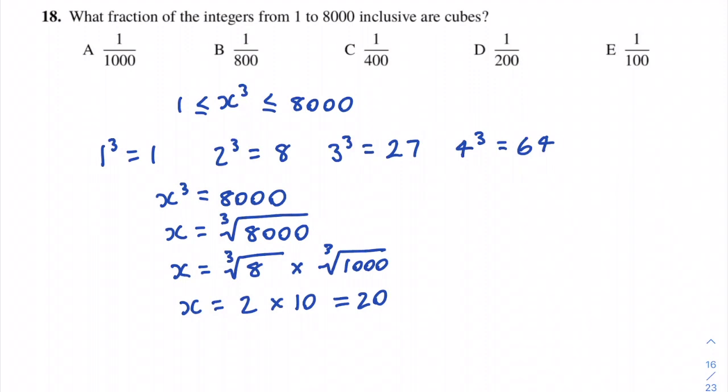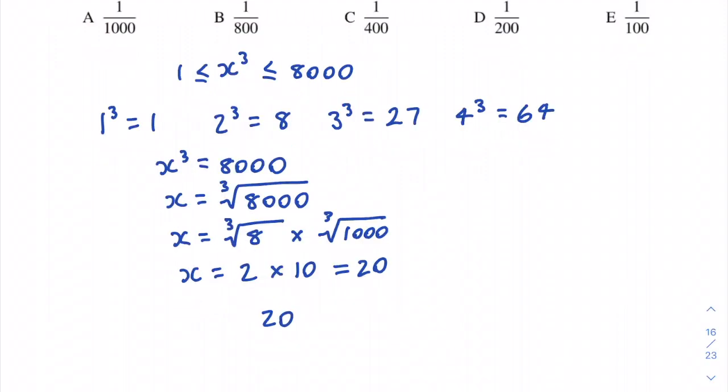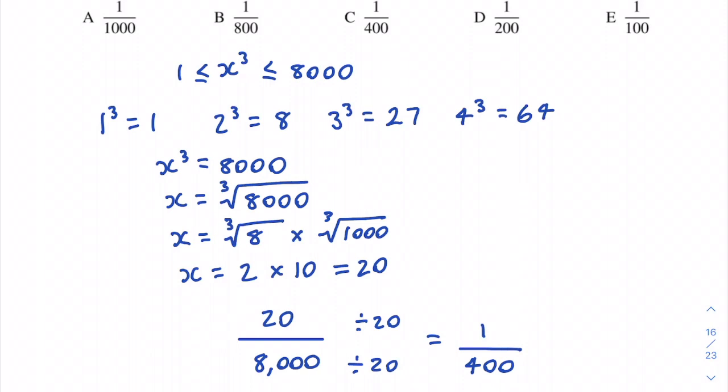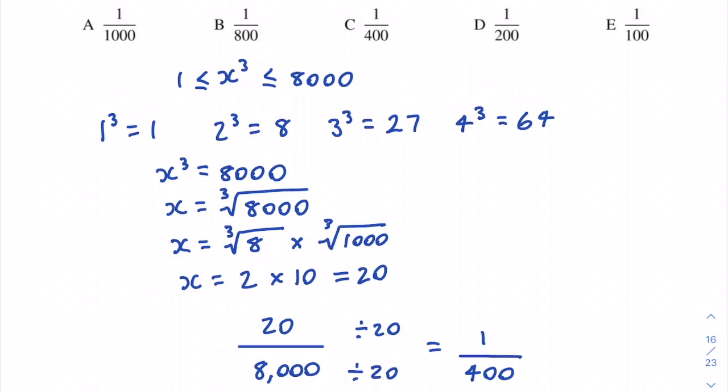So that means that there's 20 cube numbers up to 8,000, including exactly 8,000, because 20 cubed is 8,000. That's what we've just shown here. And if we're working out the fraction of the cubes out of the total number of integers up to 8,000, then the total number of cubes is 20, and the total number of integers up to 8,000 is 8,000. So it's 20 over 8,000, and then we can just divide the numerator and the denominator of this fraction by 20. So 20 divided by 20 is just 1, and 8,000 divided by 20 is 400. So we're going to get 1 over 400. And we've got an answer for that, which is C. So our final answer is C.